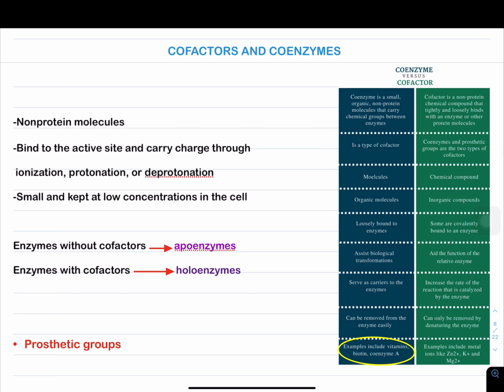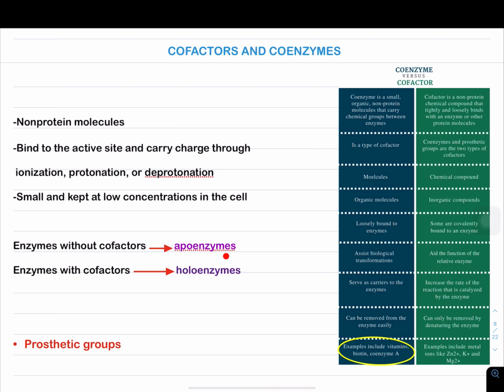Next, this section talks about cofactors and coenzymes. Some of the key features of them are these right here. They are non-protein small molecules which bind to active sites and carry charge and are kept at low concentration in the cell. But keep in mind that they are not the same. Here are the differences between them, but the most important one is that coenzymes are organic, like vitamins, but cofactors, on the other hand, are inorganic, like metal ions.